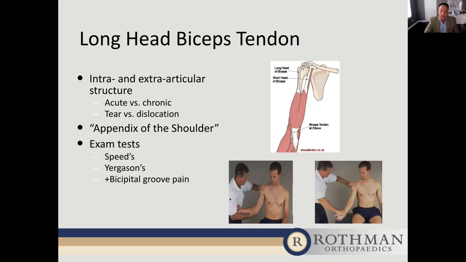We want to do a couple tests right here. This is the Speed's test right here. This is the Yergason's test. We want to put our finger up in the bicipital groove and move the arm around and see if it hurts. And if they have pain in the bicipital groove, it could be a bicipital tendon problem. Usually it comes in conjunction with rotator cuff pathology because the rotator cuff sits right next to the biceps tendon.